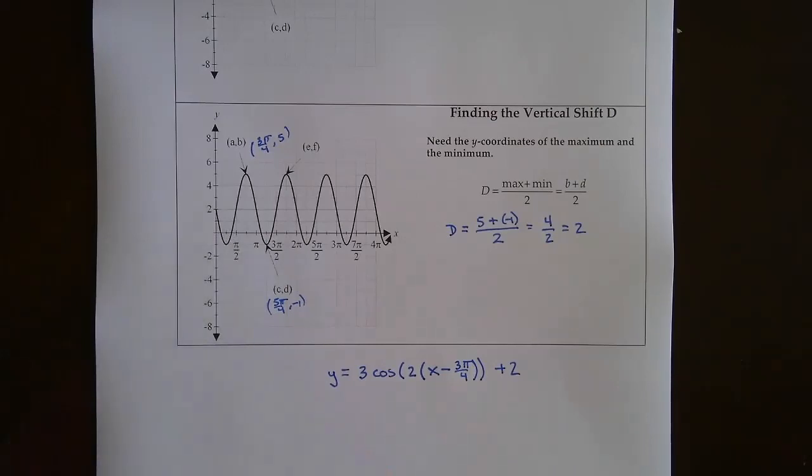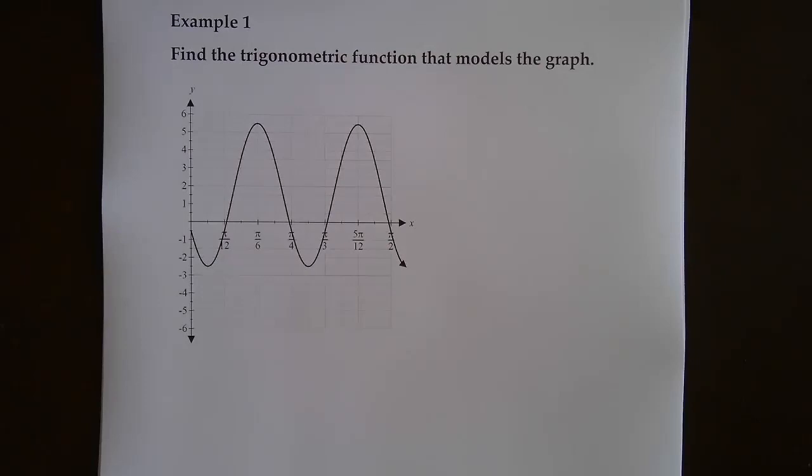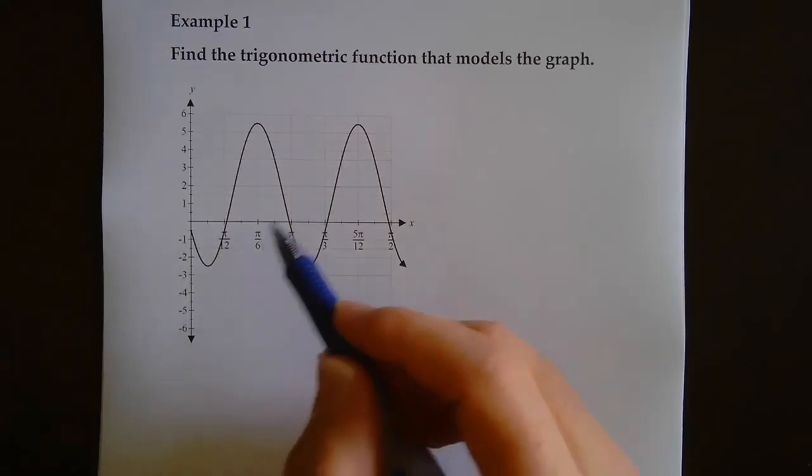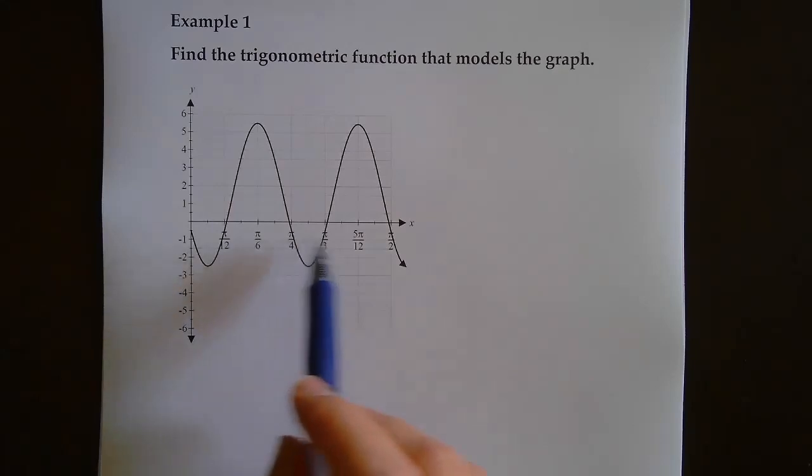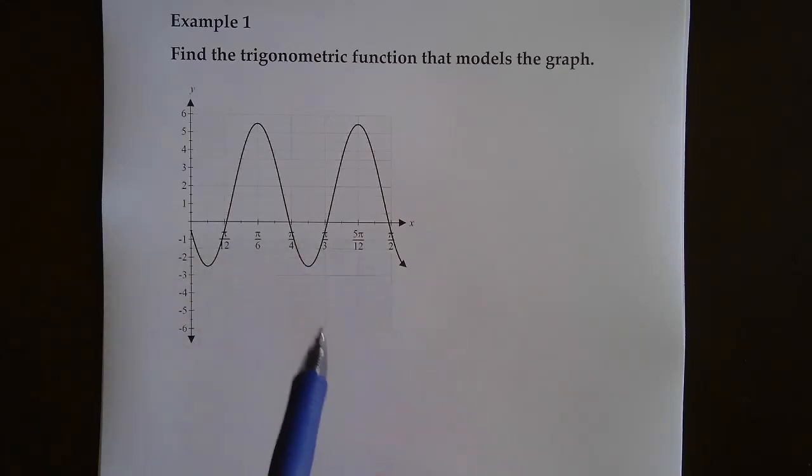All right, that was working through it. Let's just do one full-blown example together again, and then that'll be it for today. Right off the get-go, we want to find the trig function that models the graph, and we're going to use cosine. What we first want to do is figure out the scaling on this x-axis. A lot of times students have a tough time with that, okay?